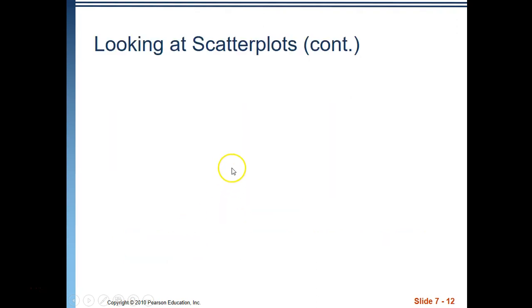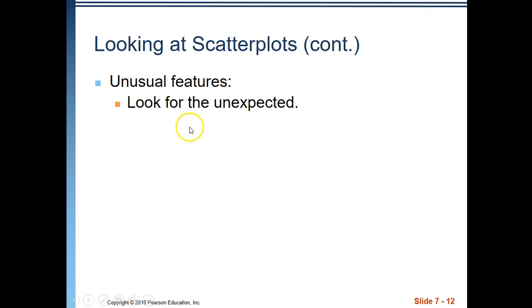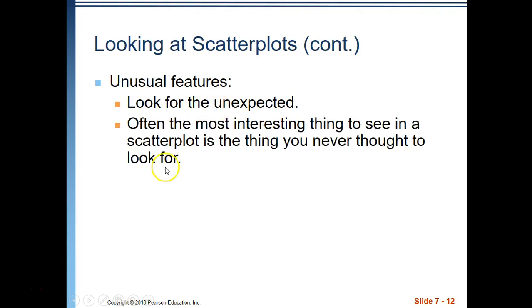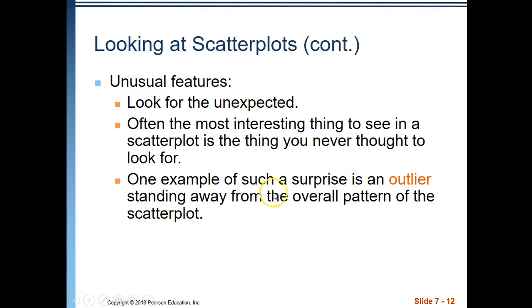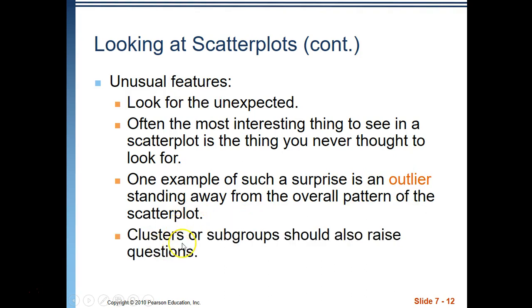All right. Taking a look at this. Unusual features, what we're looking for, is something that's unexpected, basically. And often the most interesting thing to see in a scatter plot is the thing you never thought you were looking for. One example of such a surprise, we call those outliers. Those are the things way out there on either side, standing away from the overall pattern of your scatter plot. You could also have clusters or subgroups. Those also raise questions. Why is there a cluster up here and then another cluster down here? What happened with our data?